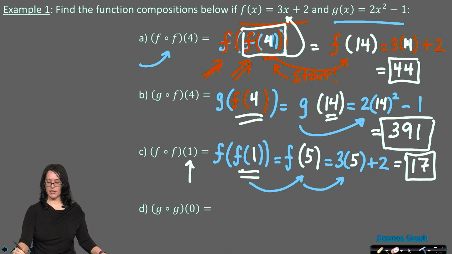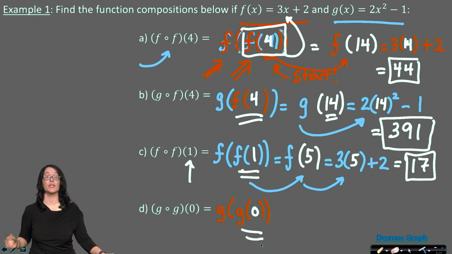Okay, g of 0. Again, try it on your own. You should be comfortable with it hopefully by now. We're going to start with the g function as our outer function, the red one, and it's depending on the g function again, evaluated at the x value of 0. So we'd start with finding g of 0.